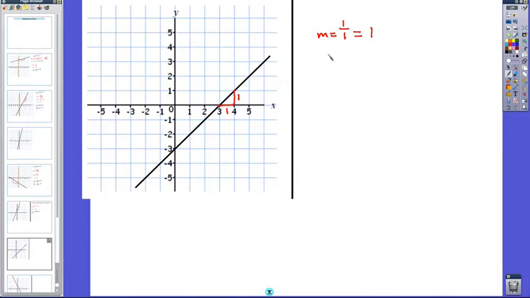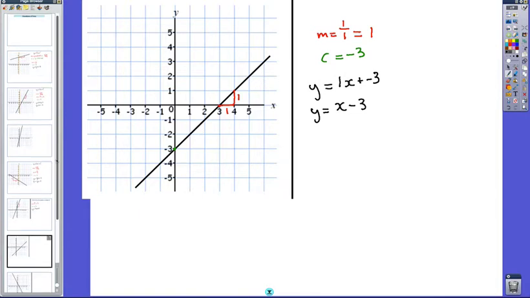And your c, which is your y-intercept, where it crosses the y-axis, is at this point here, which is -3. So in total, y is equal to 1x plus -3. Tidy up your equation if you need to. 1x we can just write as x, because 1 times x is just x. Plus and a minus make a minus 3. So y equals x minus 3.